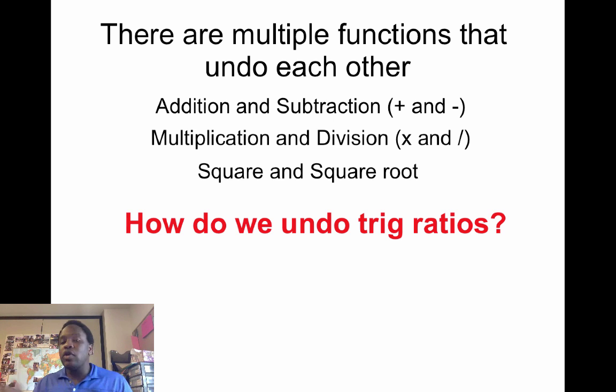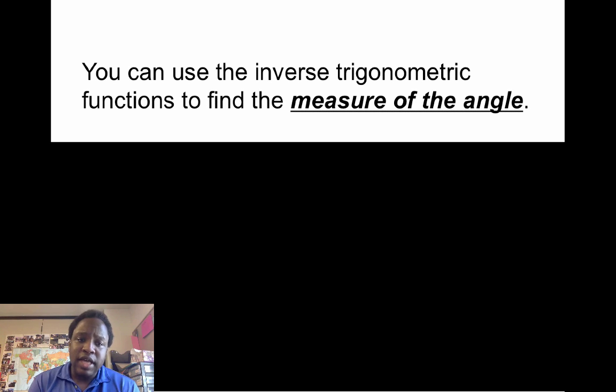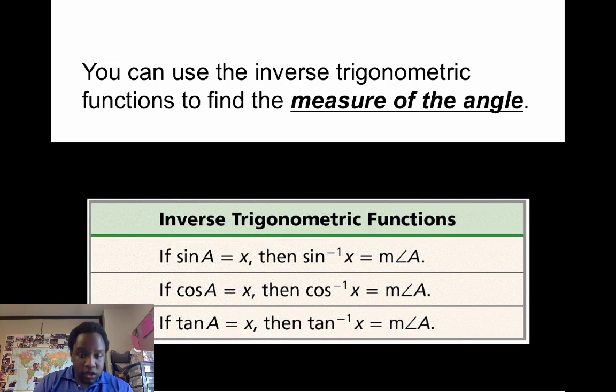Like addition and subtraction undo each other, multiplication and division, squares and square roots. So how do we undo trig ratios? Well, we need to figure out how to find the measure of angle k. You can use the inverse trig function to find the measure of the angle. Inverse trig functions.